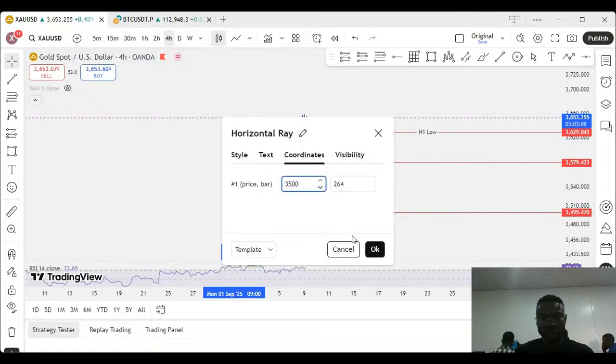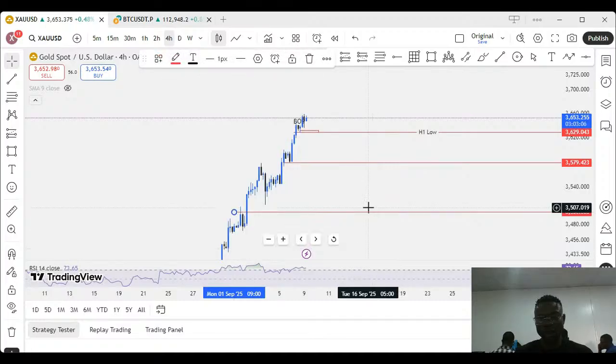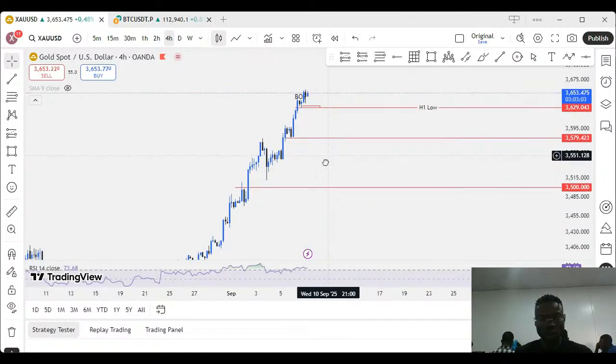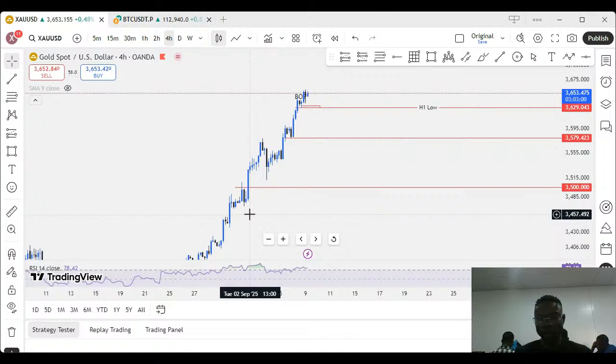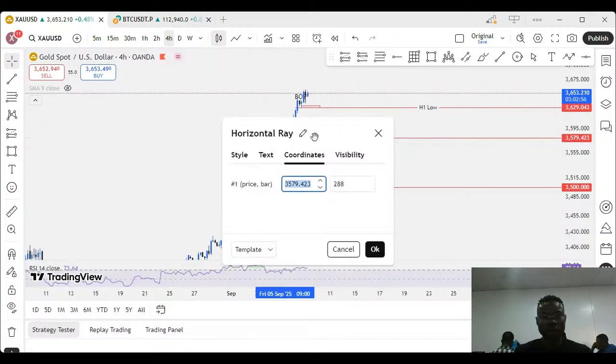3,500, the random number. You can see how the market reacted at that place. That's when the market does a little pullback from that level. The next one I will pick is 3,550.